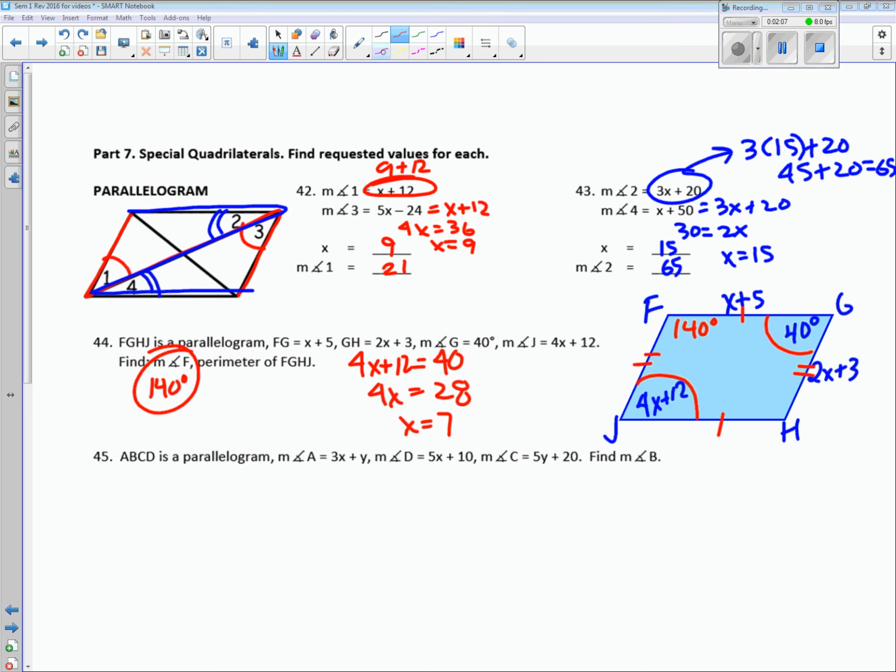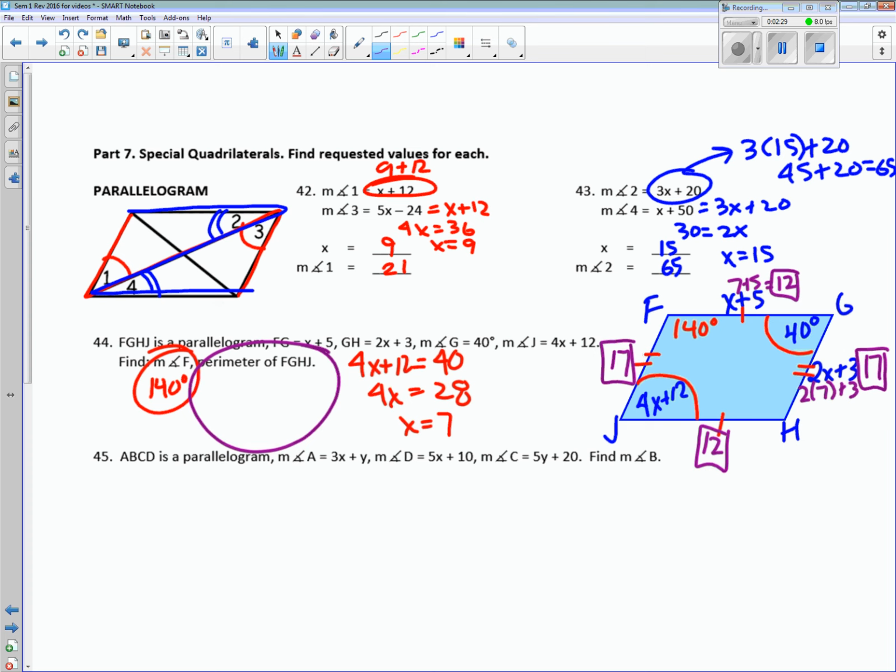But as far as the perimeter goes, I want to go back and plug in here. So 7 plus 5 makes the top equal to 12, which also means the bottom is 12. If I plug 7 into the right side, this would be 14 plus 3, which is 17 for the right, which also makes the left side 17. So as far as the perimeter goes, this is going to be the top plus the right plus the bottom plus the left, which is going to give me a grand total of 58.